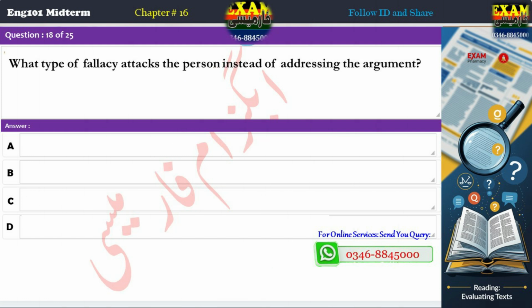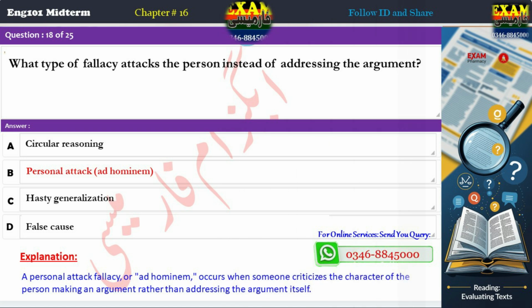Question 18. What type of fallacy attacks the person instead of addressing the argument? A. Circular reasoning. B. Personal attack, ad hominem. C. Hasty generalization. D. False cause. Correct answer. B. Personal attack, ad hominem. Explanation. A personal attack fallacy, or ad hominem, occurs when someone criticizes the character of the person making an argument rather than addressing the argument itself.